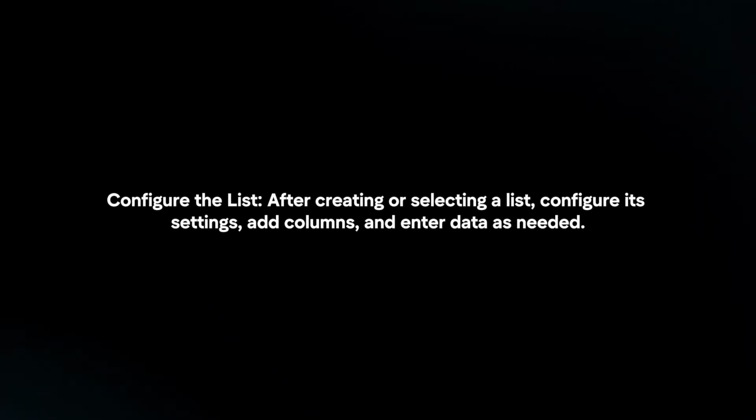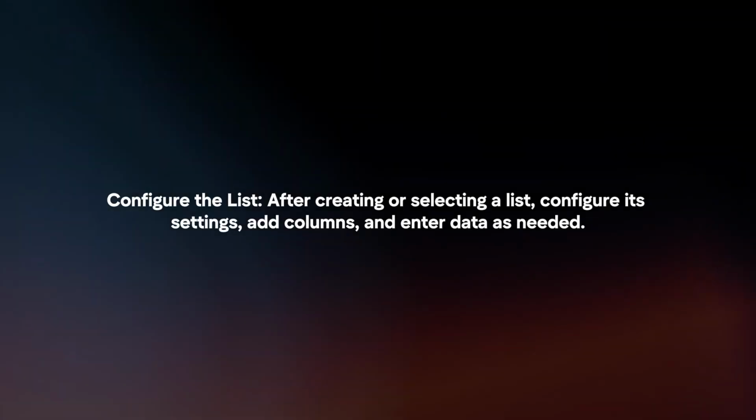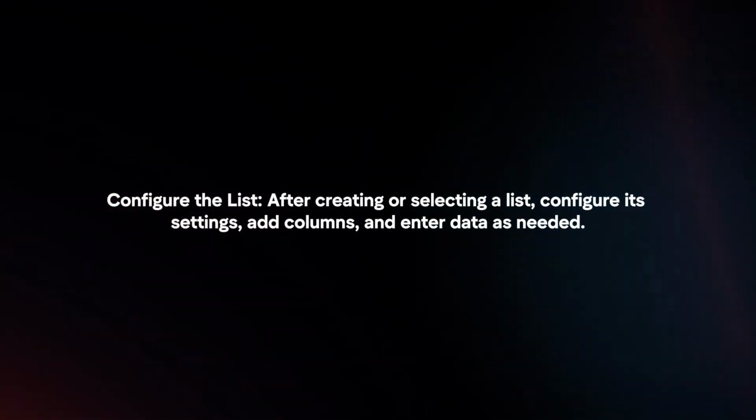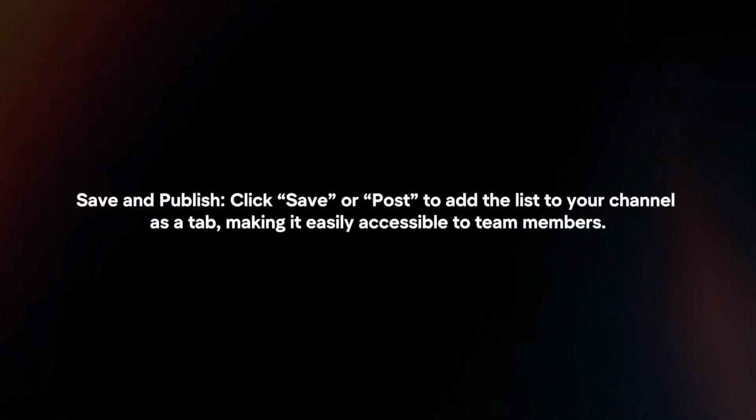Configure the list. After creating or selecting a list, configure its settings, add columns, and enter data as needed. Save and publish. Click Save or Post to add the list to your channel as a tab, making it easily accessible to team members.